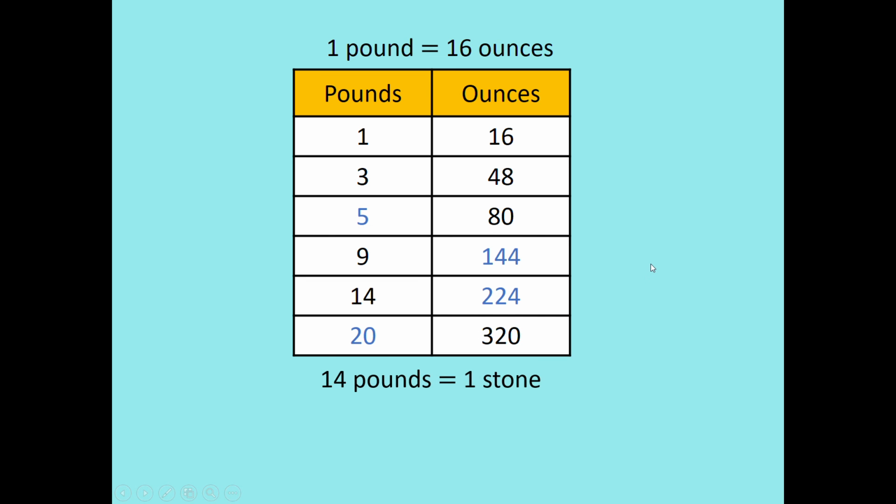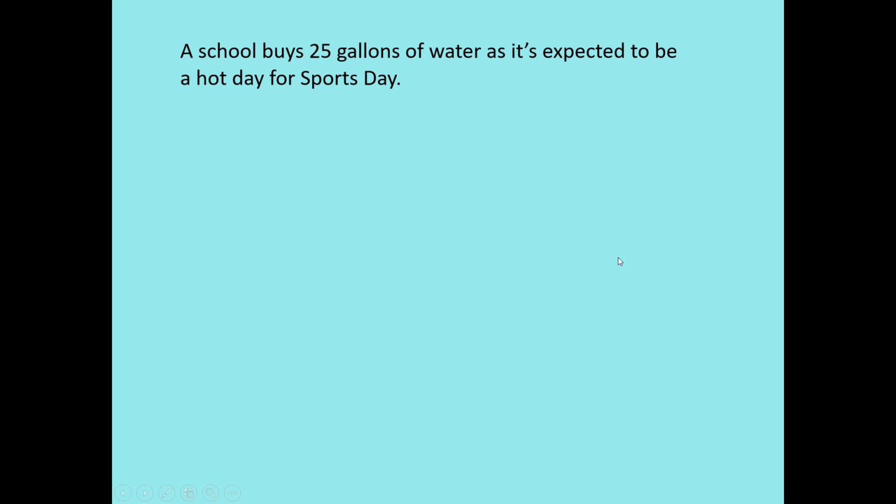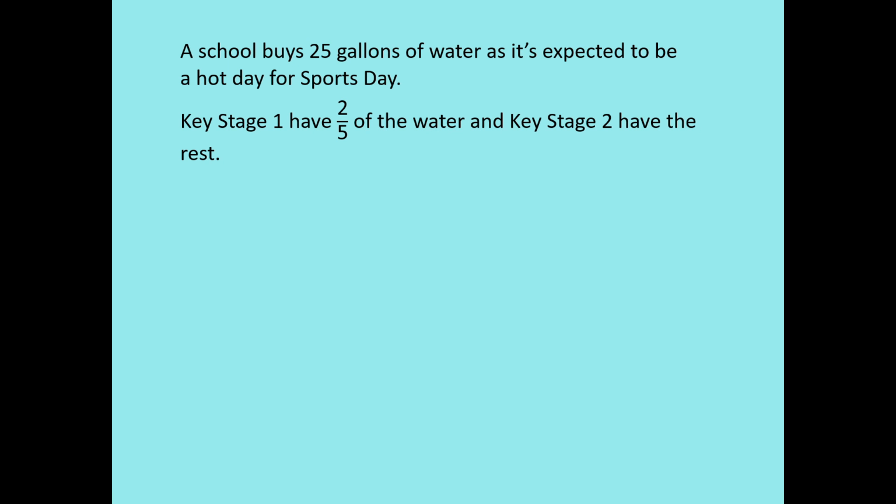Okay, now 14 pounds is a stone. Getting complicated here. A school buys 25 gallons of water as it's expected to be a hot day for sports day. Key stage 1 have 2/5 of the water and key stage 2 have the rest. Well, what is the rest? That'll be 3/5. How many pints of water does key stage 2 have? Oh my lord, it's getting complicated, but let's just try and do this step by step. Have a go by yourself if you can, and if you're stuck, listen on.